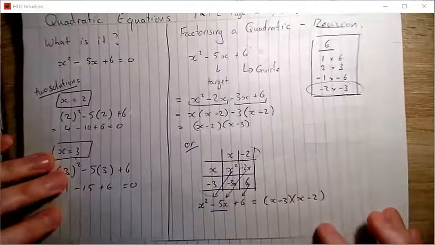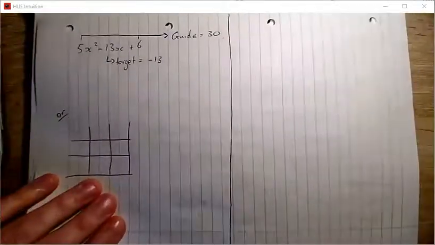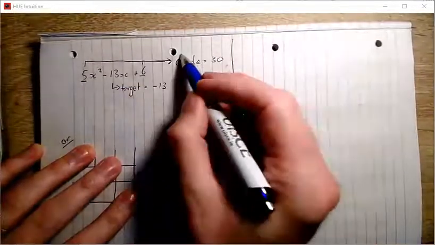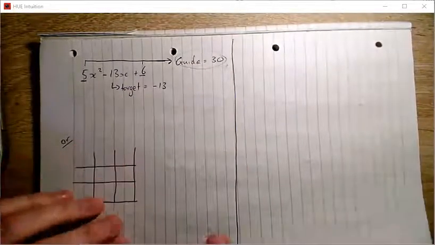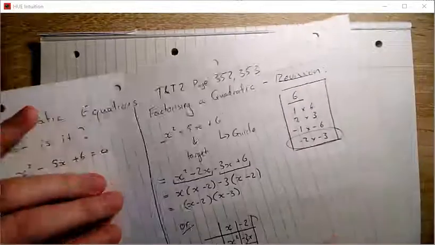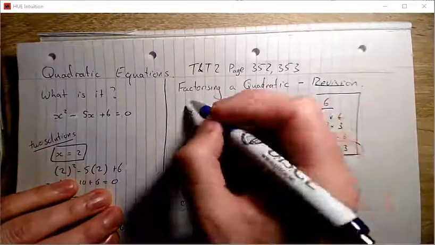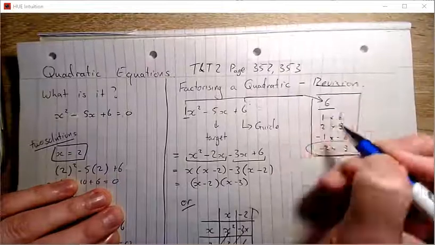Okay, these ones are manageable enough when it's a 1x squared. This example here, where it's a 5x squared, is a little bit trickier. With these ones, the guide number is that first number multiplied by that last number. So it's a guide number of 30 is what we have here. Target is still this middle number, -13 in this case. Okay, now that actually works with our last example because that's a 1x squared. So 1 multiplied by 6 gives 6. So you could have said, well, the guide is really 1 multiplied by 6, and that's how I got this 6 here.